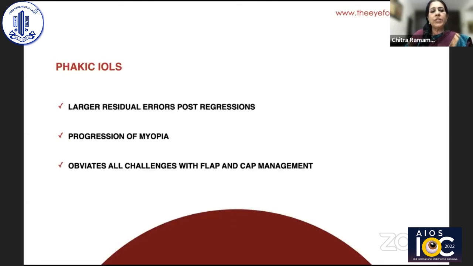Phakic IOLs in regressions are essentially only if there's a large residual error, supposing there has been a progression of myopia. But otherwise, I really don't see whether a phakic IOL has a role to play, because most of the residual regression enhancements are done for small amounts of regression, unless it was a surprise and a patient has come from elsewhere, which is always the case, because we don't create such huge problems, do we?